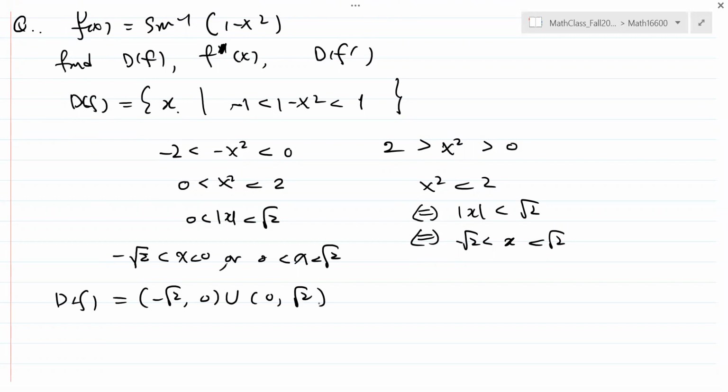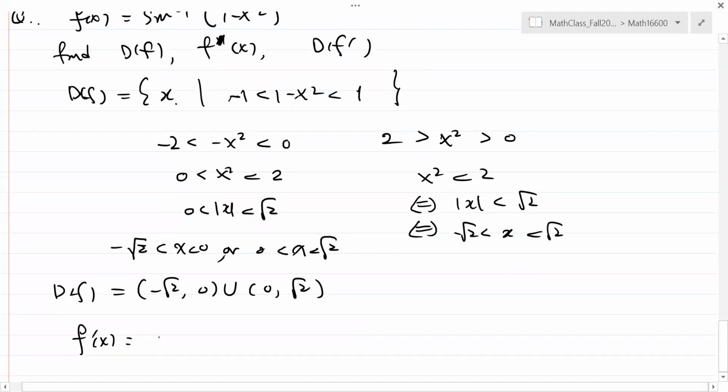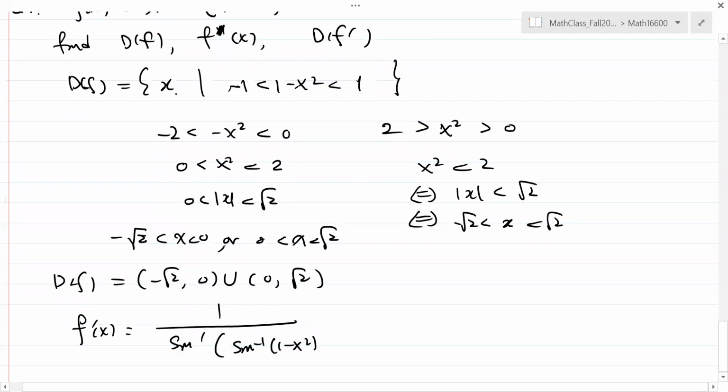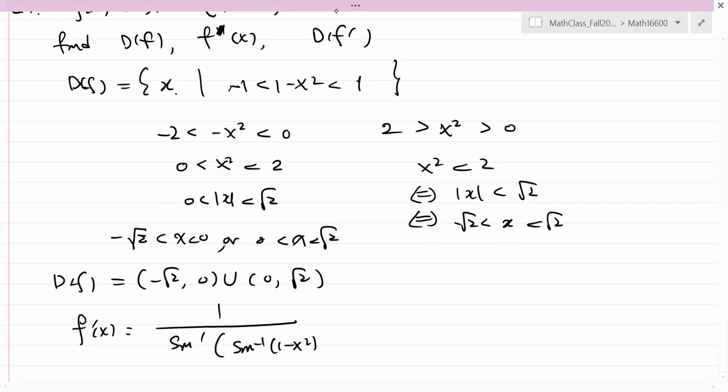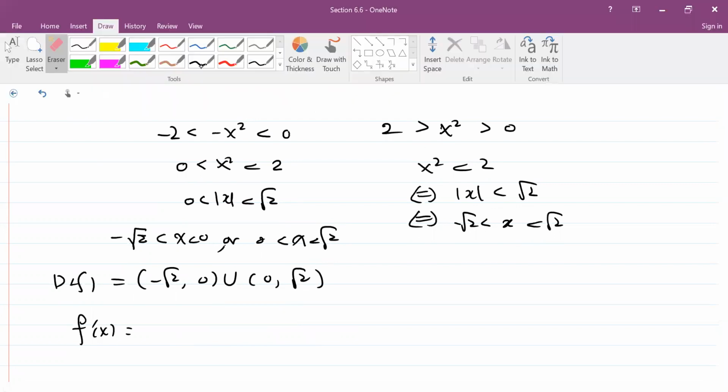Okay, so now let's find the derivative. According to the definition, the formula for the derivative, f prime of x, this is the inverse, right? So you get sine inverse prime, 1 minus x squared, right? So, no, sorry, we don't want to use the original one. The original one is too complicated. So we just apply the formula directly.